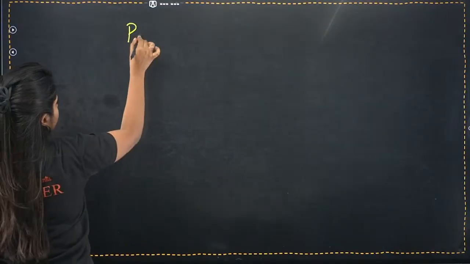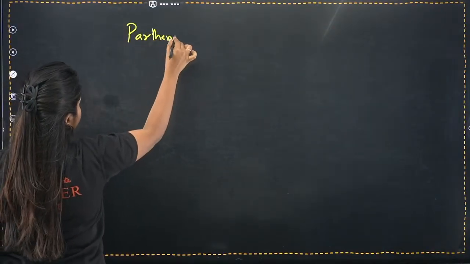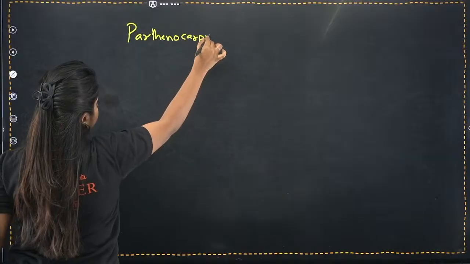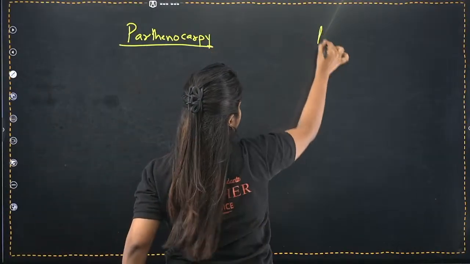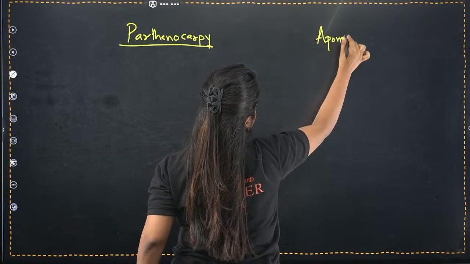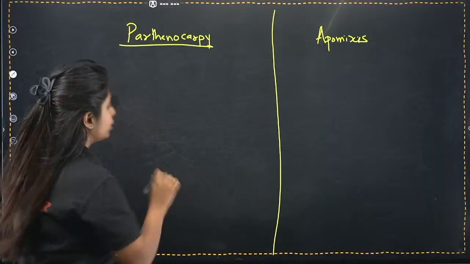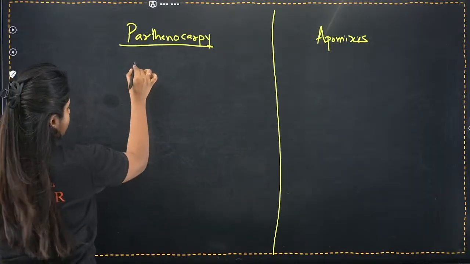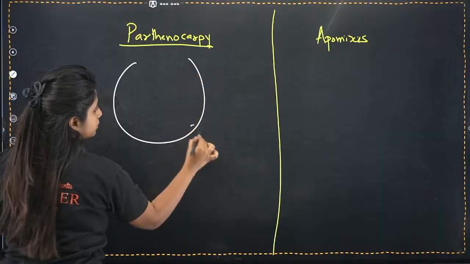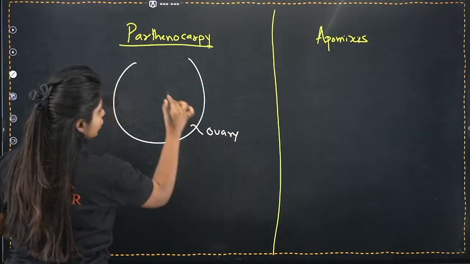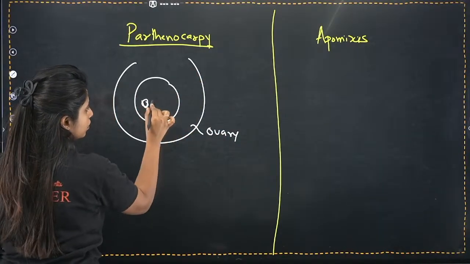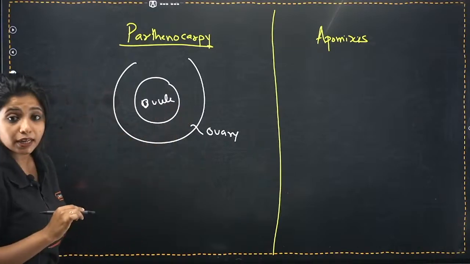Okay, so over here I have parthenocarpy, and this is going to be apomixis. Cool? So parthenocarpy, it goes like this. You have the ovary, you have the ovule. Now what have we studied?